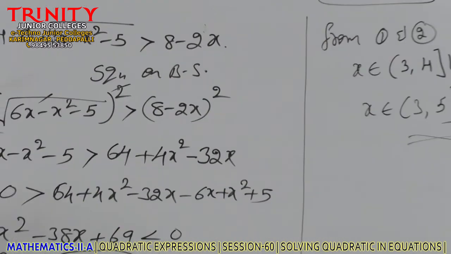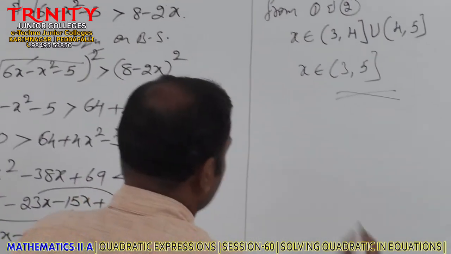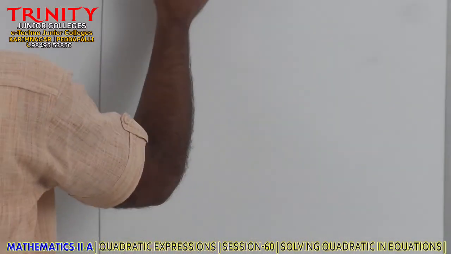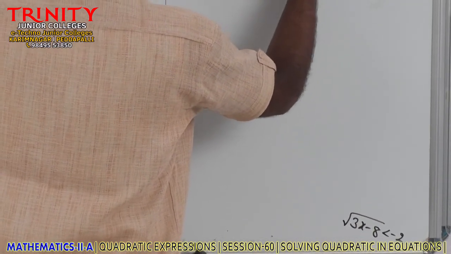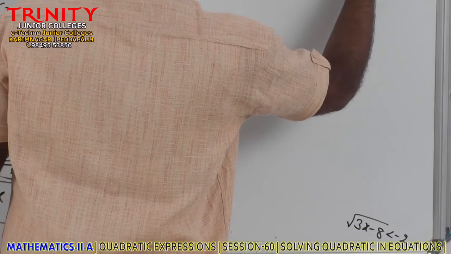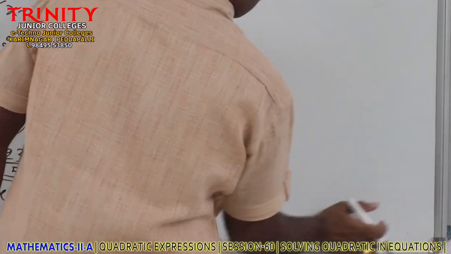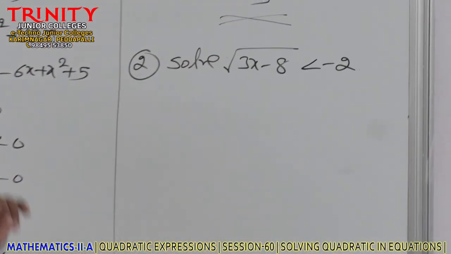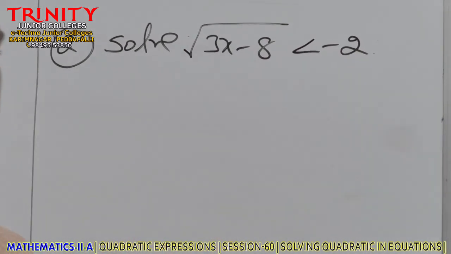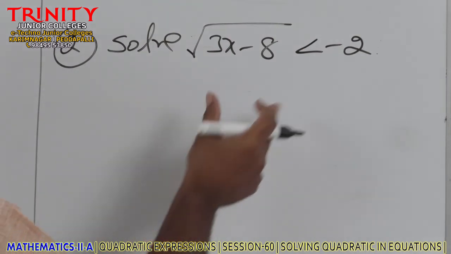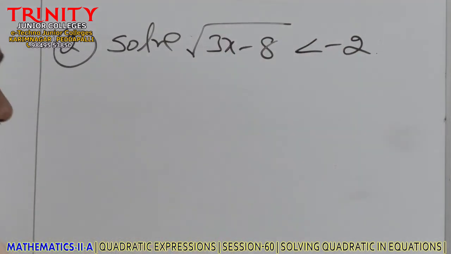We'll do one more problem based on inequation. Solve: root 3x minus 8 is less than minus 2. Solve this inequation. To solve this inequation, it should be defined.